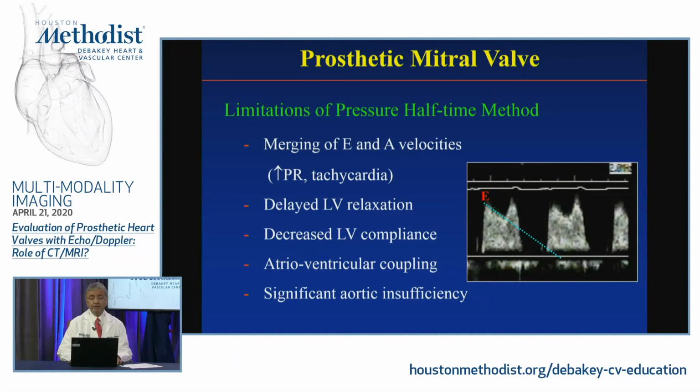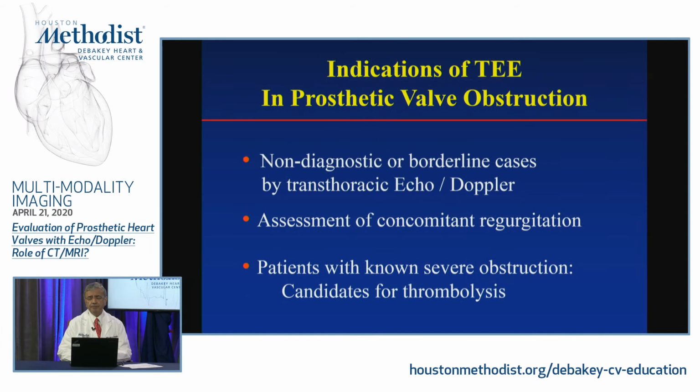We know that from even native mitral stenosis, but I think this is very important because this formula was not derived for function of a prosthetic valve. You can't use it when you have merging of E and A, delayed LV relaxation, decreased compliance. Obviously, these patients have had some issues with heart and ventricle coupling, significant aortic insufficiency. Therefore, always look at all these parameters together and even try to derive an effective orifice area using the continuity equation. That would help you.